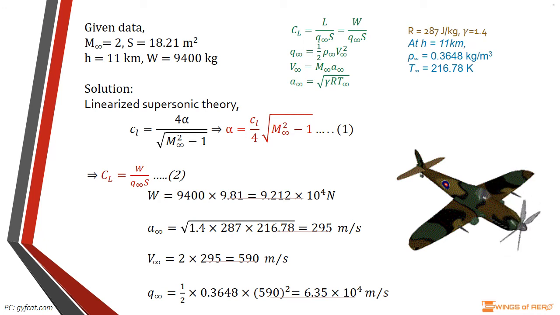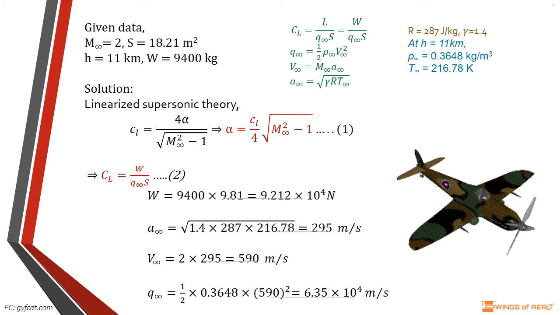This is an inconsistent unit of force. A Newton is the consistent unit of force in the SI system. Since 1 kilogram force is equal to 9.81 Newton, then we have W is equal to 9.212 into 10 to the power 4 Newton.